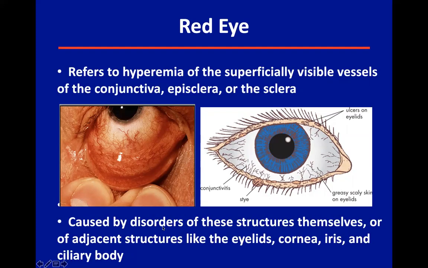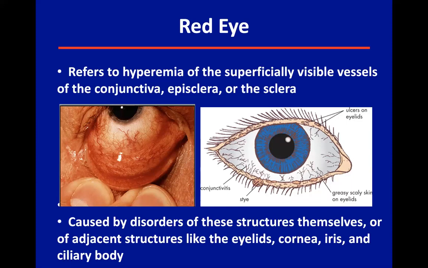your pupil. So when we say red eye, it's caused by disorders of these structures themselves, or it could be of the conjunctiva or of the adjacent structures like the eyelids, the cornea, the iris, and of course the ciliary body. And we talked about the ciliary body when we were talking about visual impairment and glaucoma. The ciliary body is the part that produces the aqueous humor.